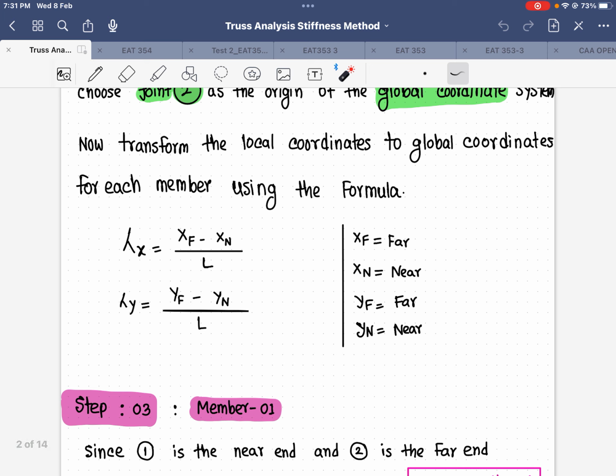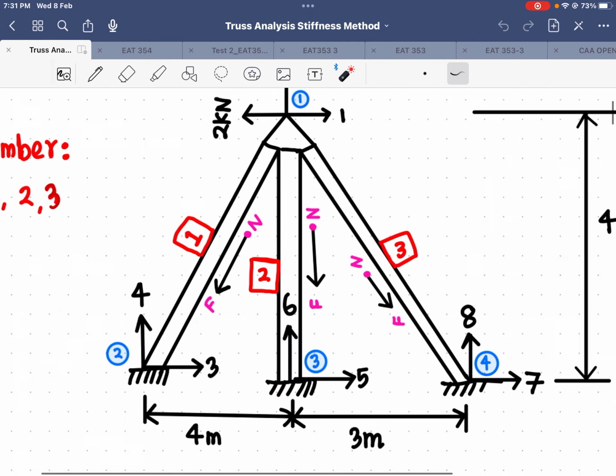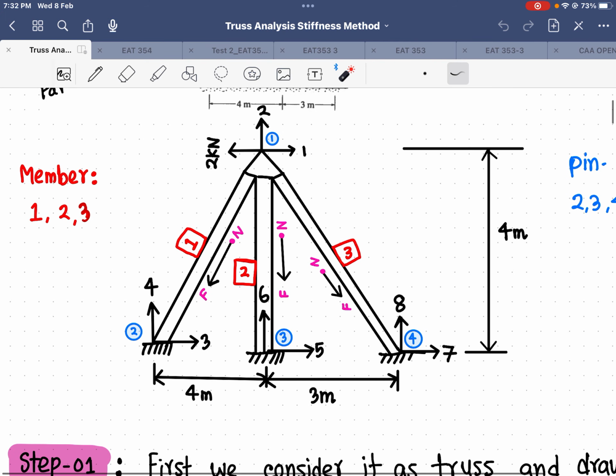The formula is lambda x equal x far, I mean the far point of x, minus the near point of x, over L, and for lambda y we find y far minus y near divided by L. Here f means far and n means near. I also have drawn this here. This is the far point, and this is the near, and this is the far.